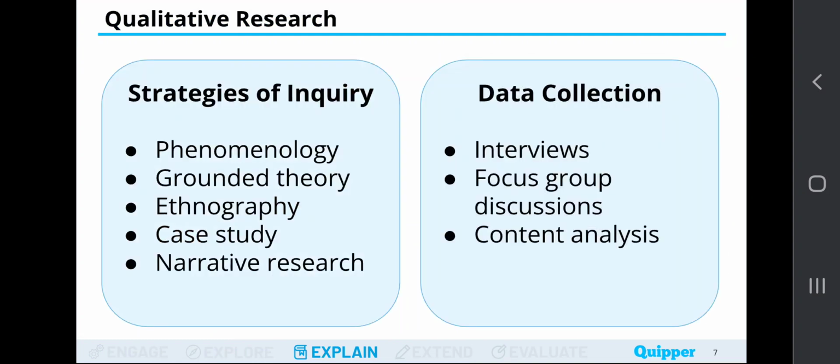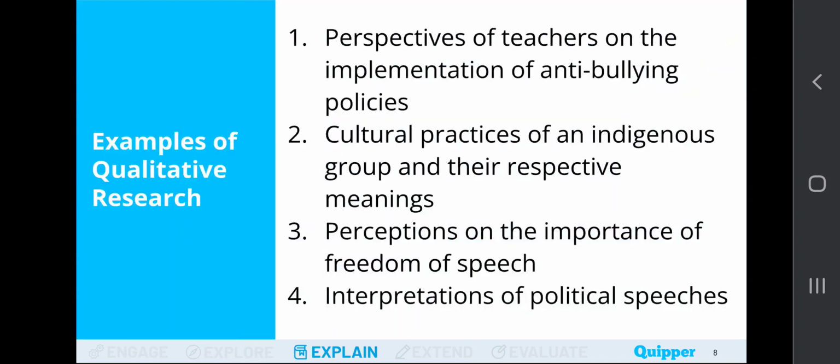Here are different strategies of inquiry when conducting qualitative research. We have phenomenology, grounded theory, ethnography, case study, and narrative research. In terms of data collection, we can utilize the following: interviews, focus group discussions, and content analysis. Now, these are examples of qualitative research.